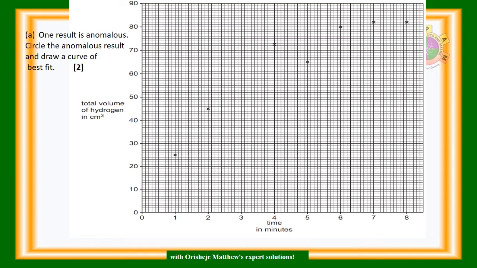6a. One result is anomalous. Circle the anomalous result and draw a curve of best fit. The anomalous result is the red spot that is off the curve on the bottom part.